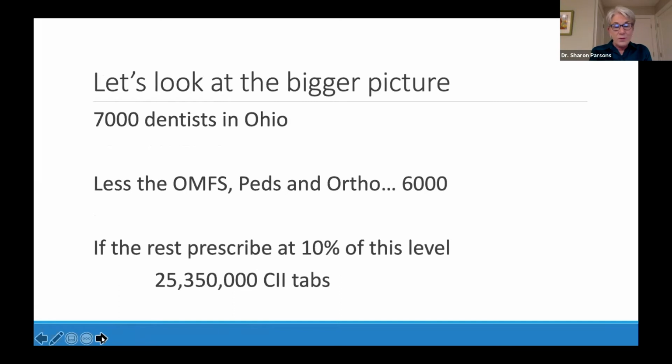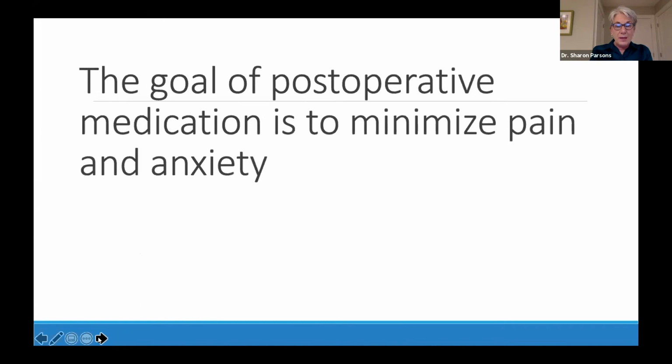Well, the oral surgeons are not the only ones who prescribe. So let's look at all the dentists. We've already talked about oral maxillofacial surgeons. Let's leave out pedo and ortho. That leaves 6,000. And if the rest prescribed at, say, 10% of that level, that still gives you over 25 million class 2 narcotic tablets.